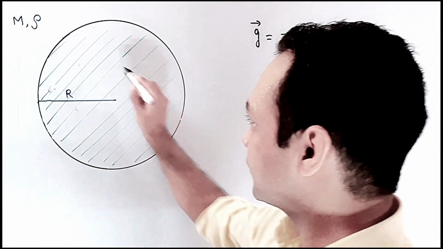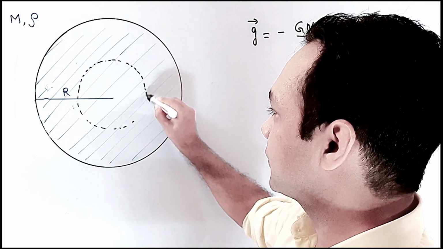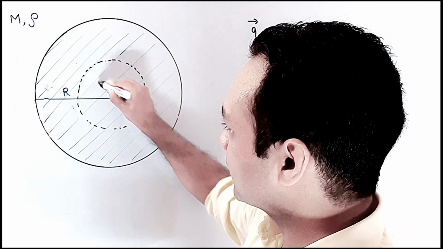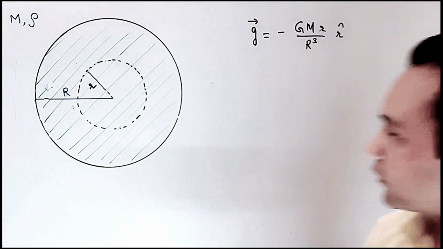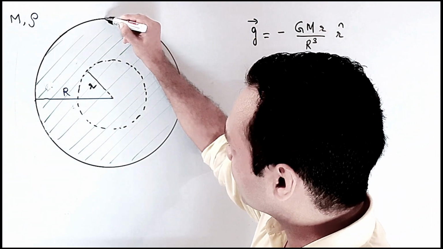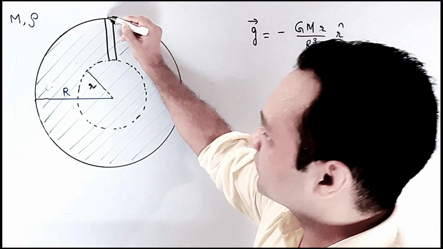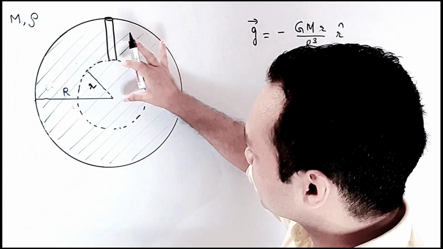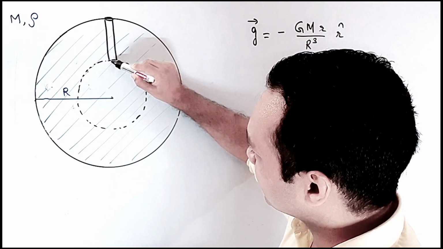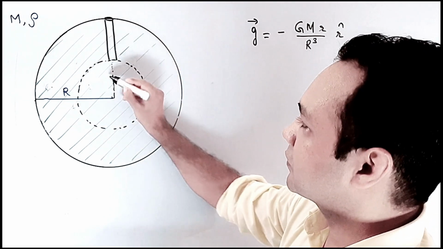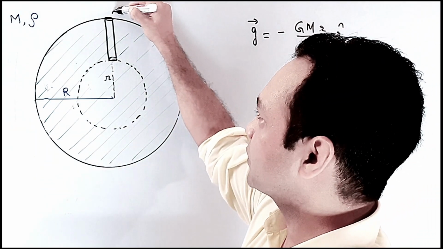So suppose now we are somewhere here, at all these points which are at a distance small r from the center. We want to find the gravitational pressure here. To do that, I am making a kind of cylinder. This cylinder runs from radius small r till capital R. The area of cross section is very small, dA.